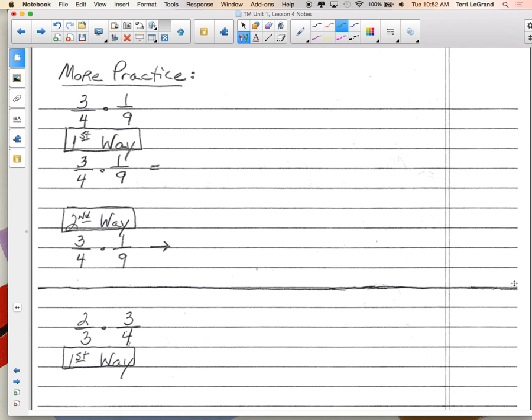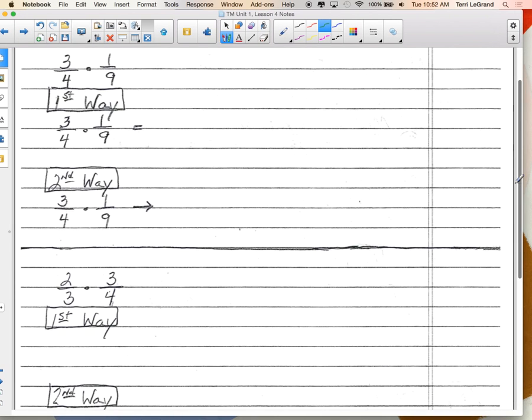Okay, first way. What do we do in the first way again? Some of you like the first way. What do we do? Multiply first and then simplify. Okay, so we multiply across. 3 times 1 is? 3. 4 times 9 is? Oh, might need your multiplication grid, huh? 36. So we get some pretty big numbers that way, don't we?